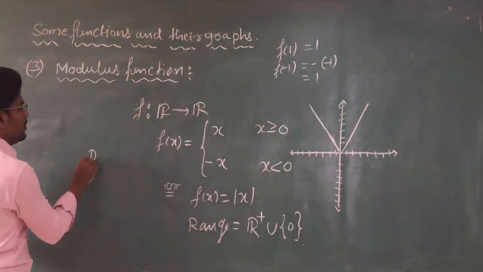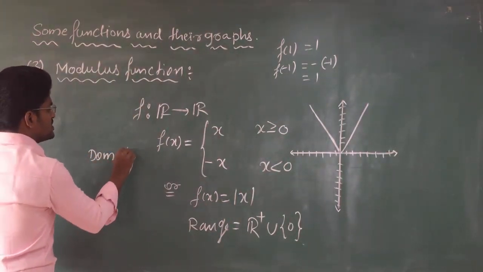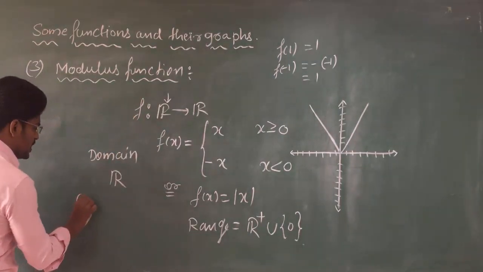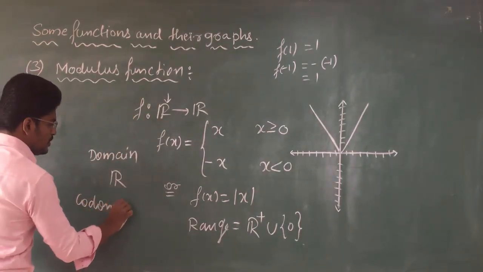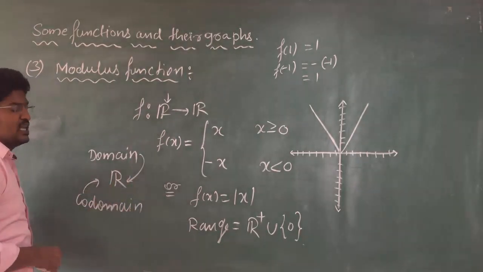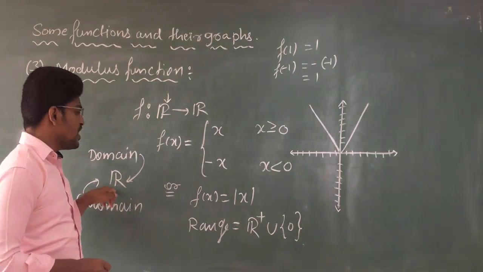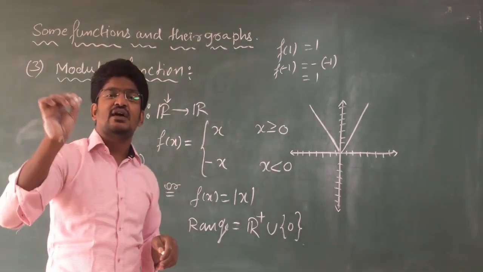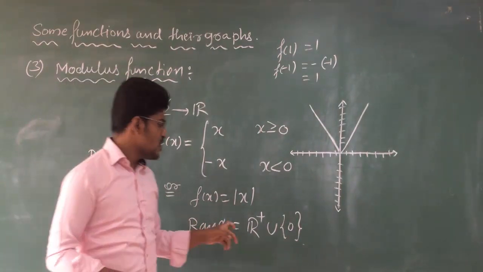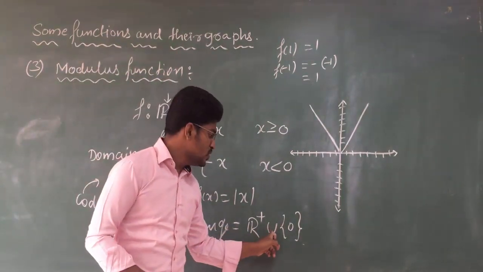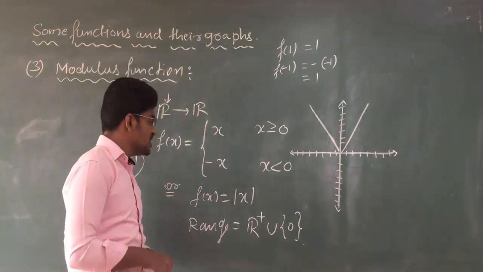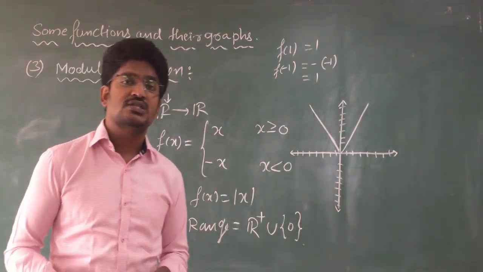Domain, no problem. Domain is the real number set R. Codomain is again the real number set R. Either you write R or you can write real number set. Range is very important here. Range is positive real numbers union singleton set 0. If you write this much, you can get the complete marks.